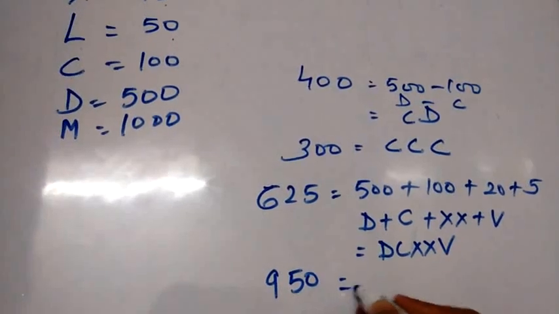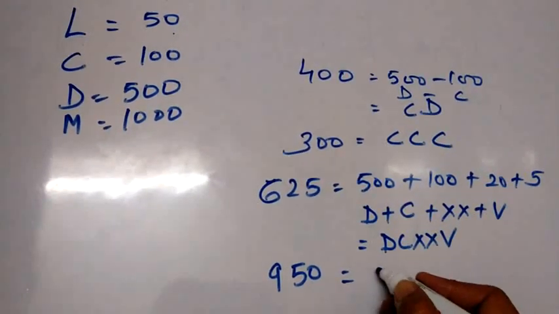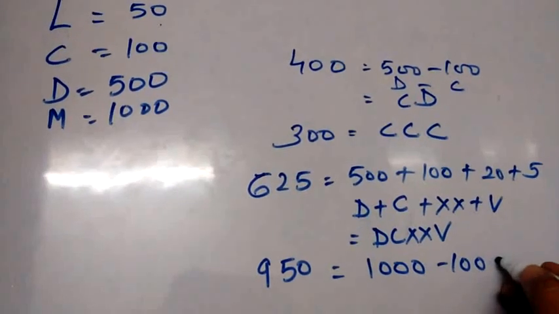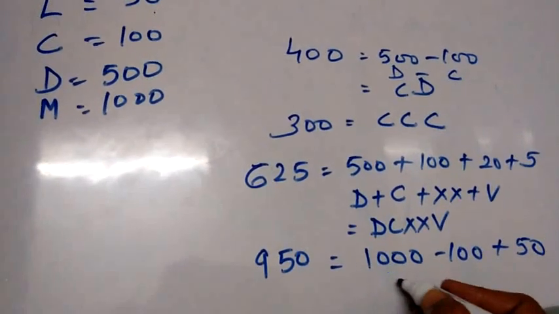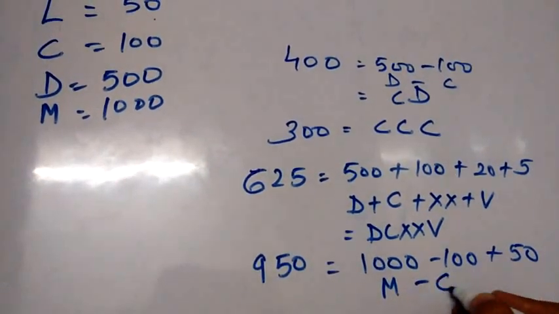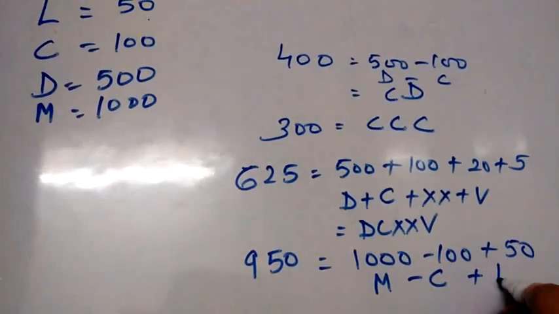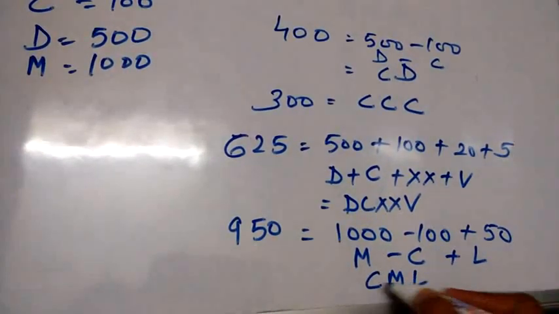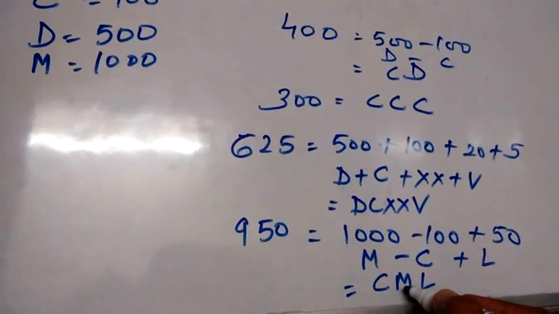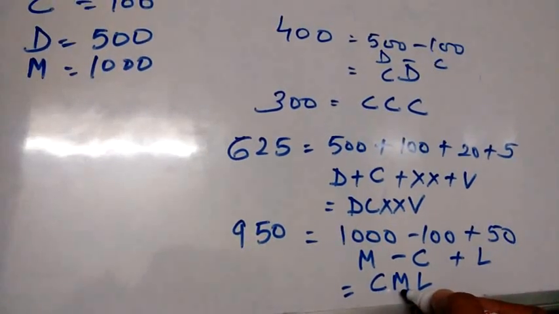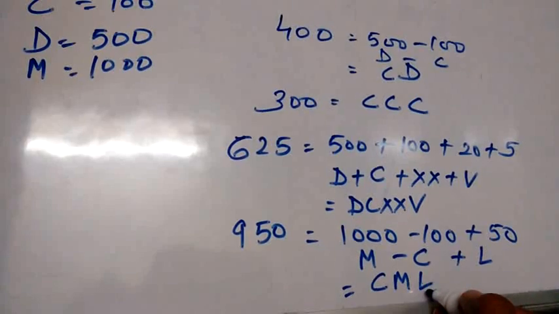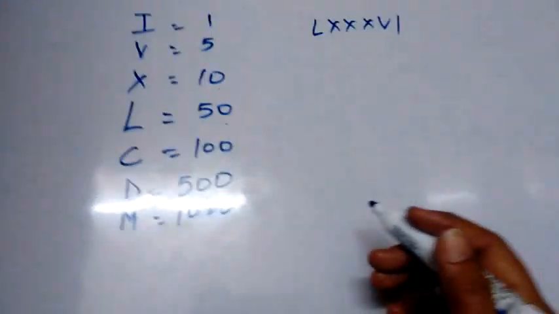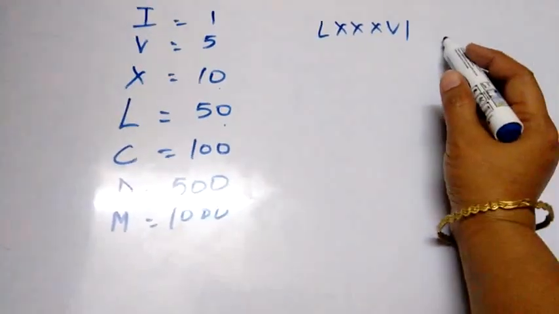If you want to write 950. So as we know that 900 means 1000 minus 100, plus 50. Okay, 1000 can be written as M, minus 100 means C, plus 50. 50 is L. So it can be written as CML. That means 1000 minus 100, that means 900, and L means 50. So that is 950.